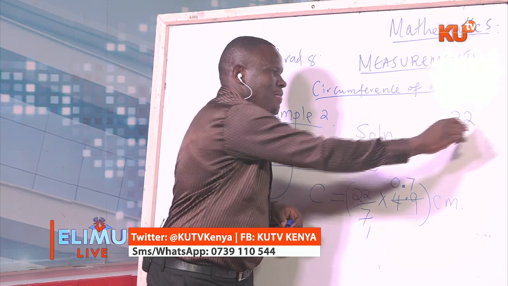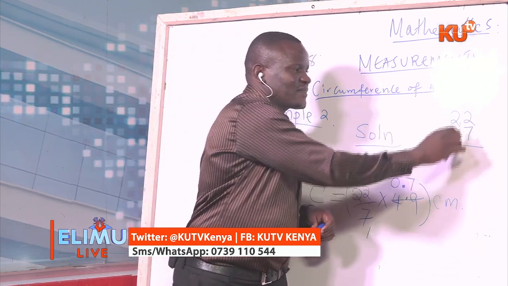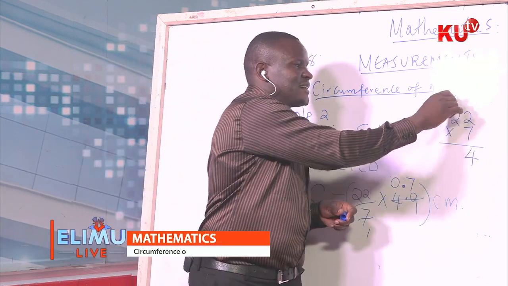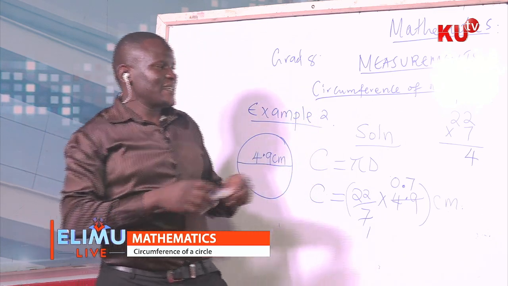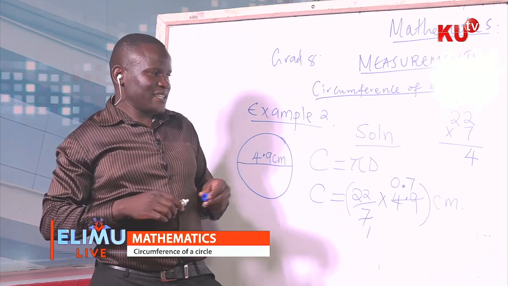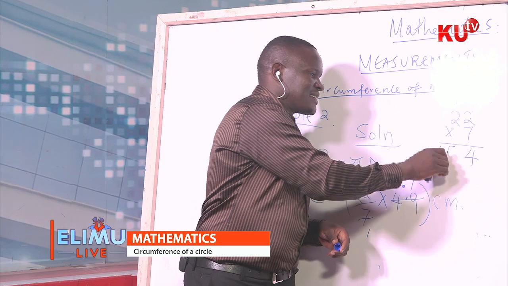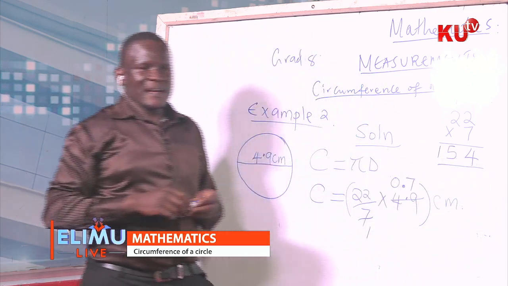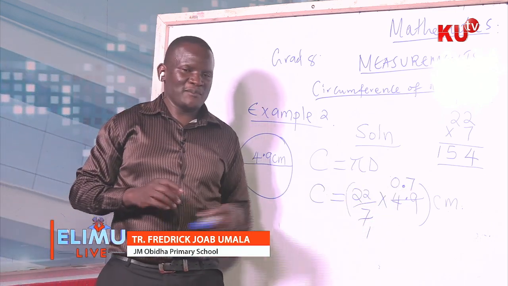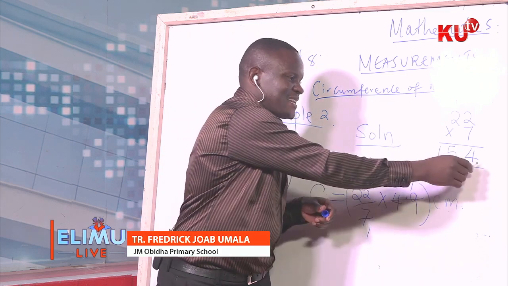So 22 multiplied by 7. 7 times 2, 14. We carry 1. 7 times 2 on the other side is 14. When we add to 1 that we carried, will give us 154. And remember, we had 1 decimal place. So the 1 decimal place, we introduce it from the right.